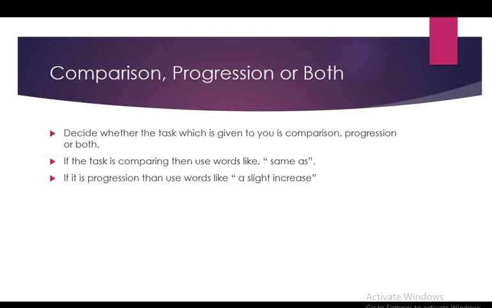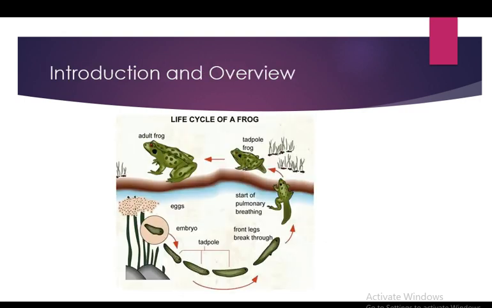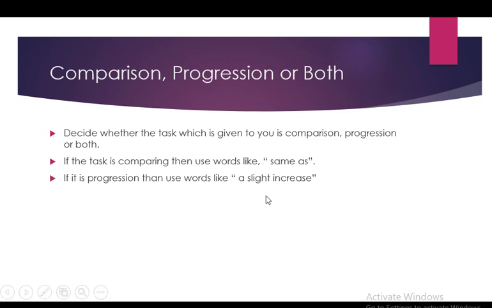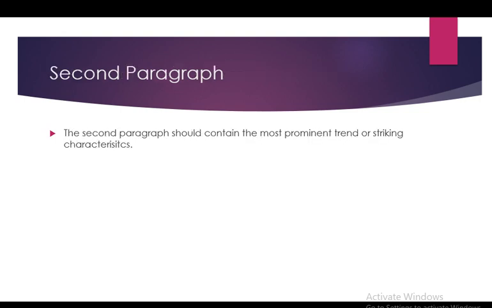Then we decide whether the task given to you is comparison, progression, or both. If the task is comparing, then use words like "same as". If it's progression, then use words like "slight increase". In this picture we can't actually compare, maybe we cannot compare this adult frog to this one, but if they have a graph, like the one I showed you recently, in which you can compare, then you can use vocabulary like same as, a slight increase, a plunge, or hop into. There is a link just below in the description in which you can find this kind of vocabulary, which is pretty useful.